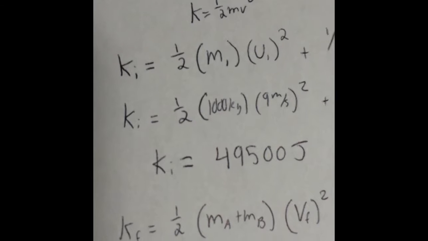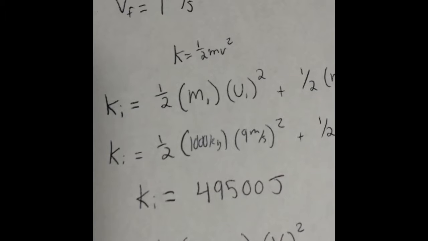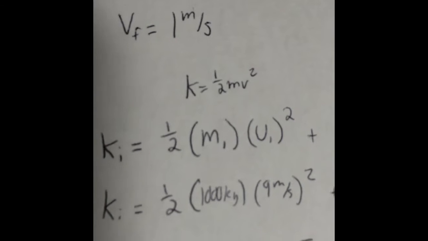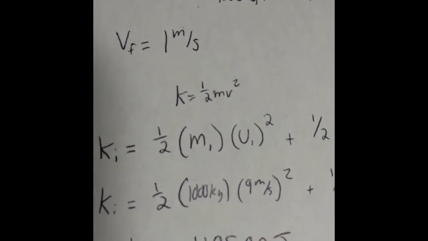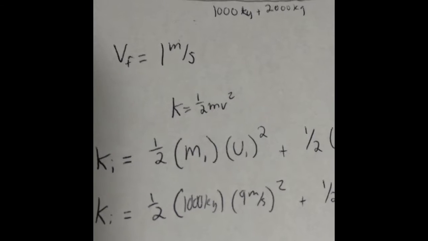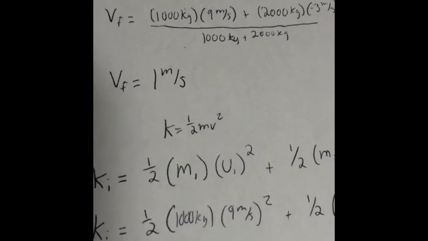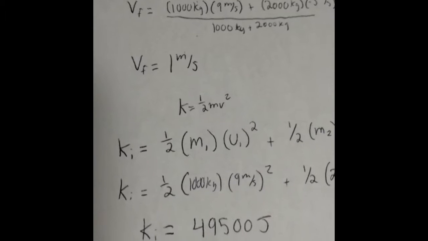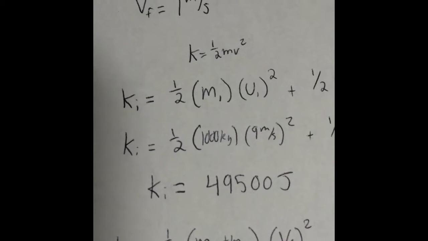So the first thing we do is we find the initial kinetic energy by summing the kinetic energies of the two masses before the collision. So we have 1/2 mv squared of mass 1 and 1/2 mv squared of mass 2. When we plug in all the numbers, the 1,000 kilograms traveling at 9 meters per second and the 2,000 kilograms traveling at -3 meters per second, we get 49,500 joules of energy.